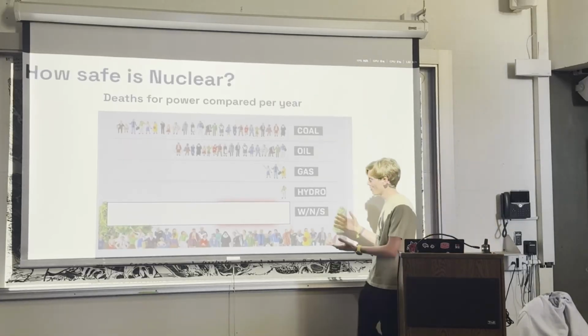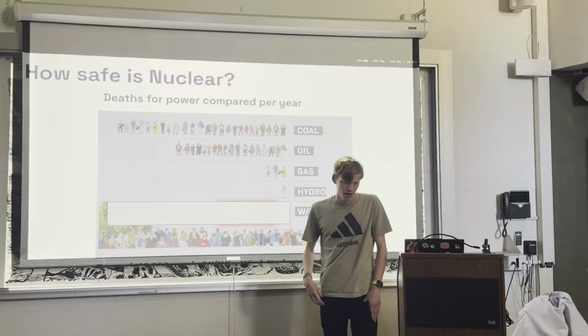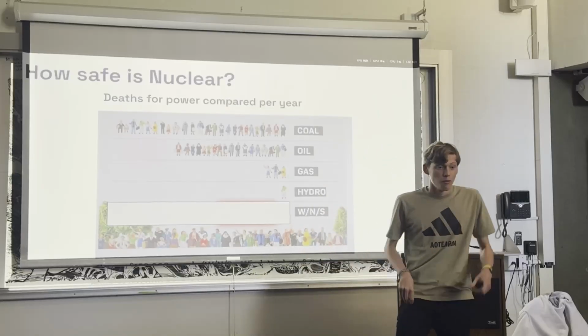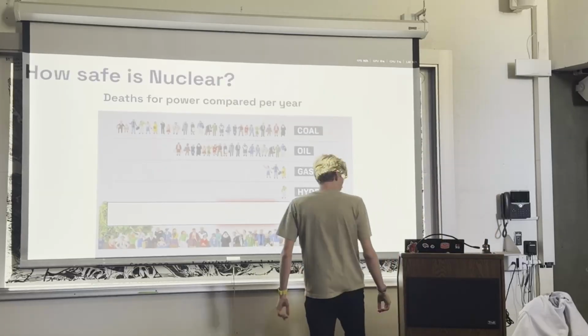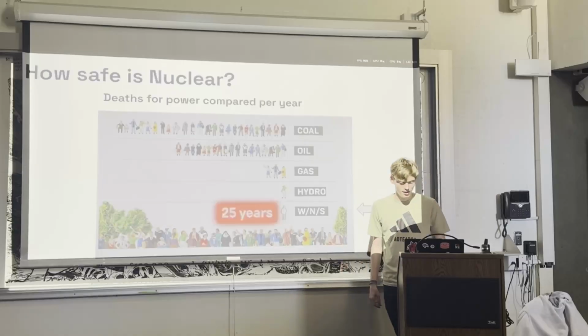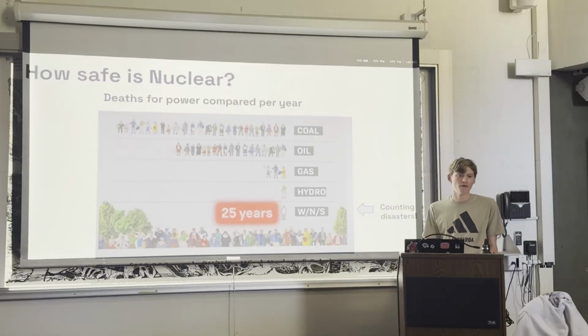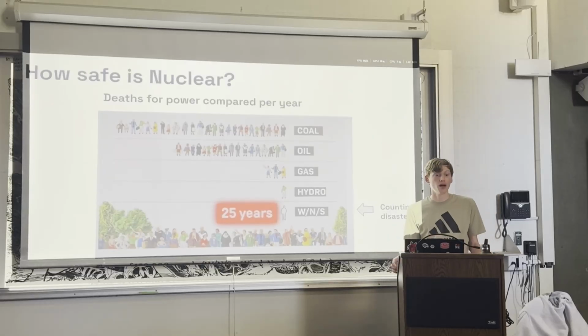Okay, how about the big one? How about for nuclear, solar, and wind? 0? 0.1? 1? Depends on the regulations. Half. So it's 1 person every 25 years on average. So 1, 0, 0. And that's counting all the disasters that have happened and all the accidents.